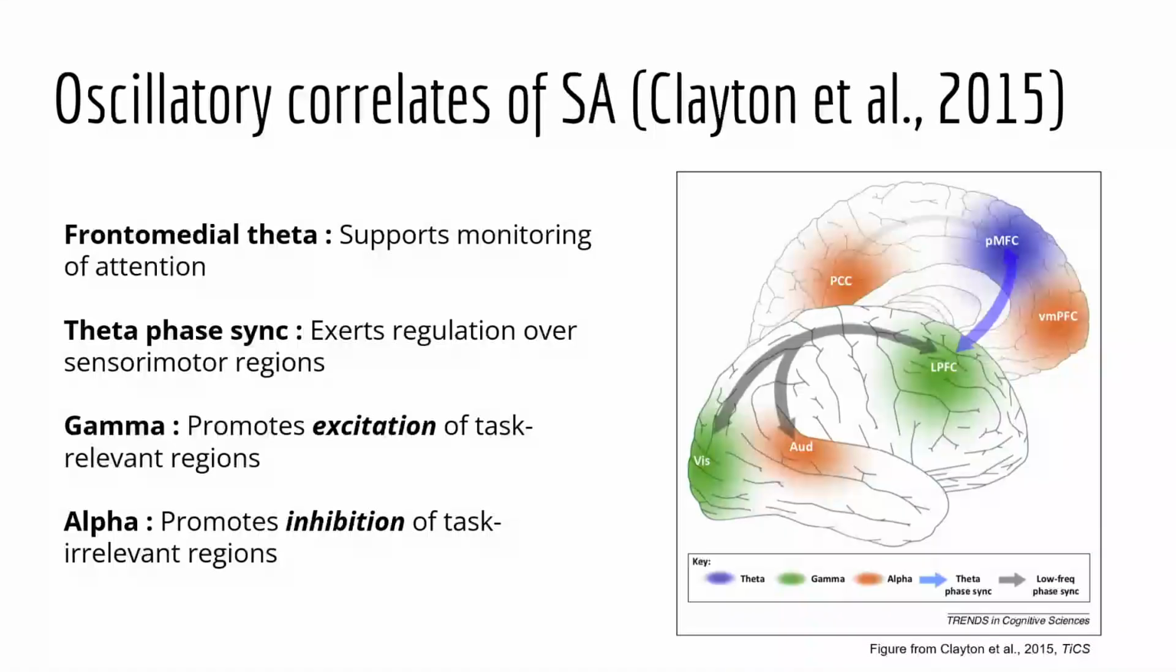So how does sustained attention work? Well, there are a few oscillations involved in that mechanism. First, the frontomedial theta oscillations are generated in the prefrontal cortex and are thought to support monitoring of attentional resources and to exert control over sensory motor regions through theta phase synchronization in the gamma and alpha band, for excitation of task-relevant regions and inhibition of task-irrelevant regions, respectively.